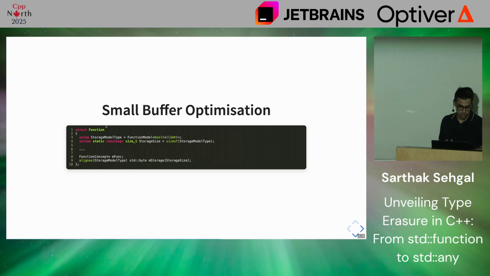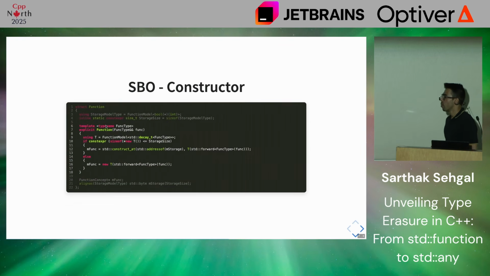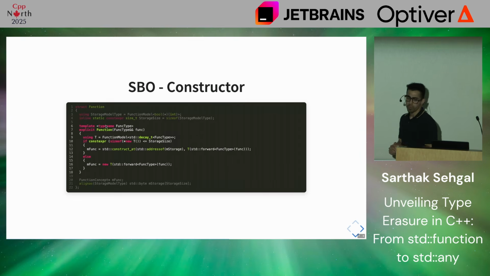Another important thing to note is that alignment is important here. So I've done align as, you can see in my byte store, I've aligned it as the storage model type. Alignment is important for casting and construction of the type in this byte storage. So now my constructor looks a bit different.